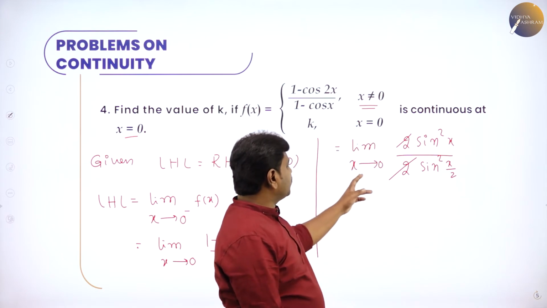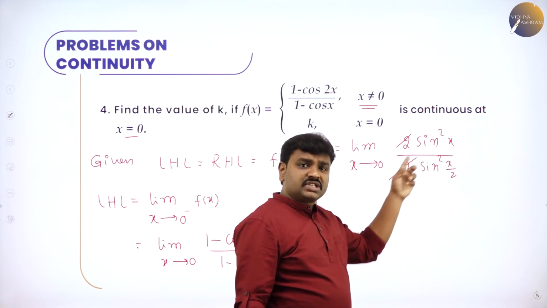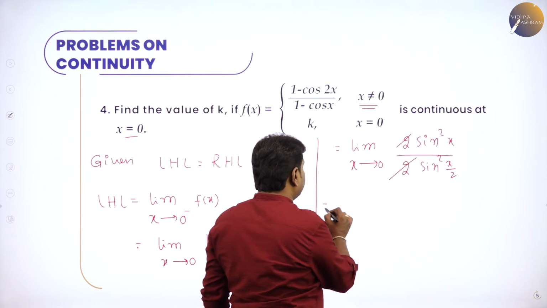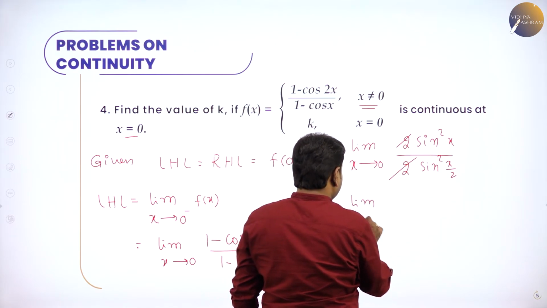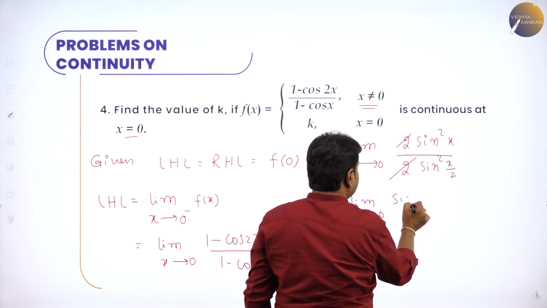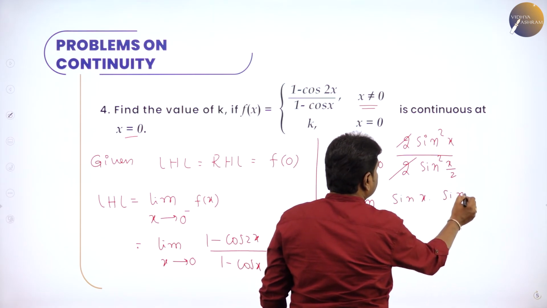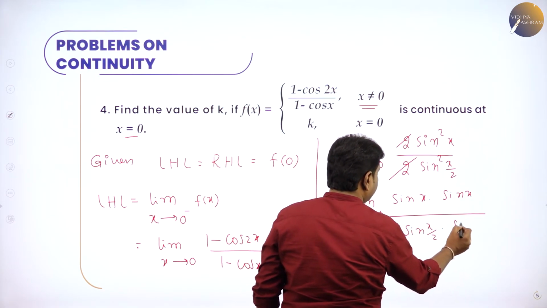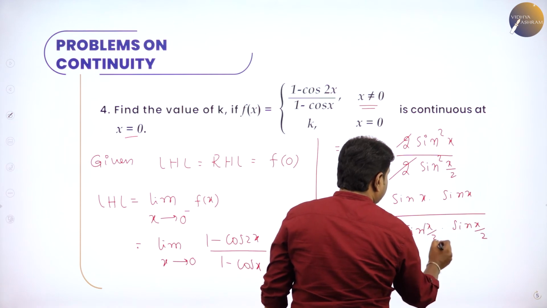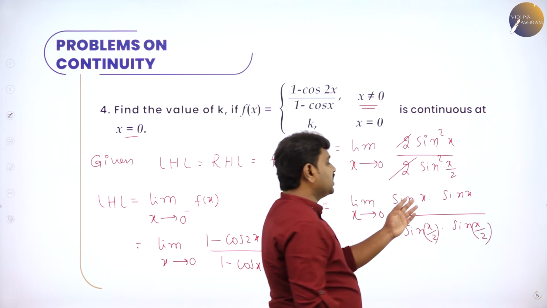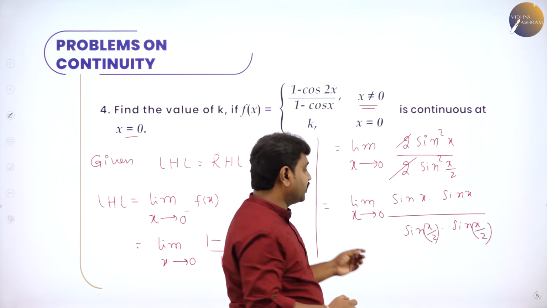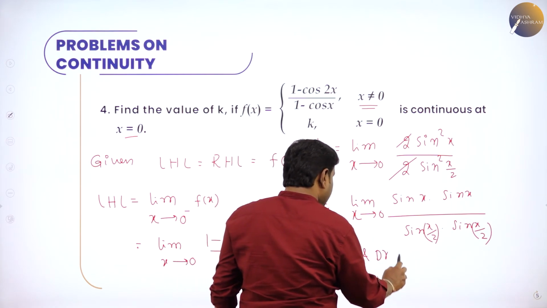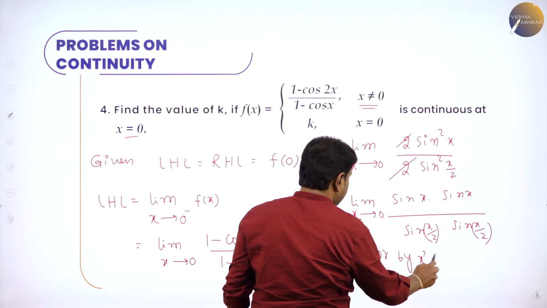Now again, in the place of x if you put 0, it will become sin 0 by sin 0, which is 0 by 0. So that's why I'll split this. What I'll do is write sin square x as sin x into sin x, divided by sin square x by 2, which I can write as sin x by 2 into sin x by 2. Now if you use the sandwich theorem, the missing term is by x. You know sin theta by theta is required. So divide the numerator and denominator by x square, or x into x.